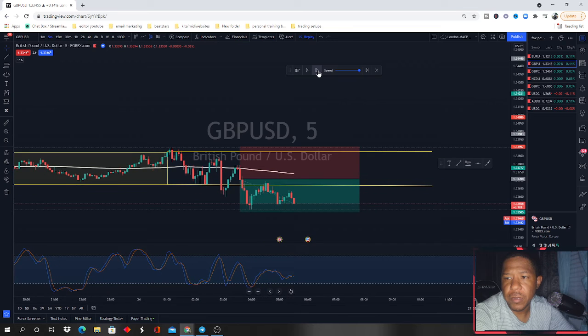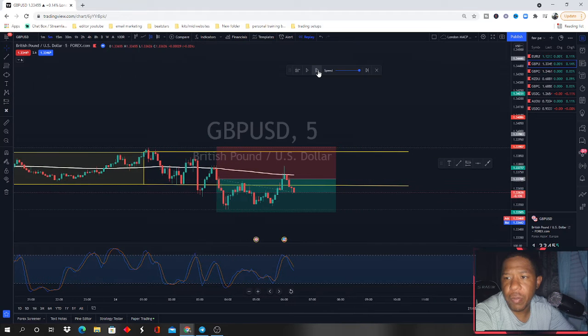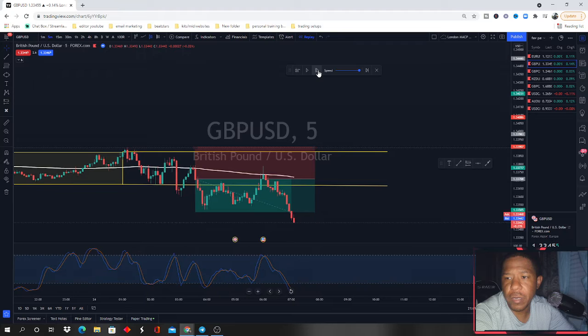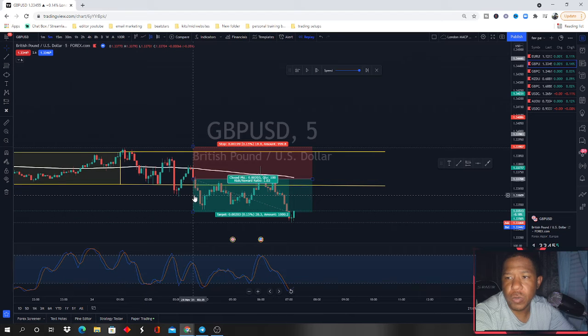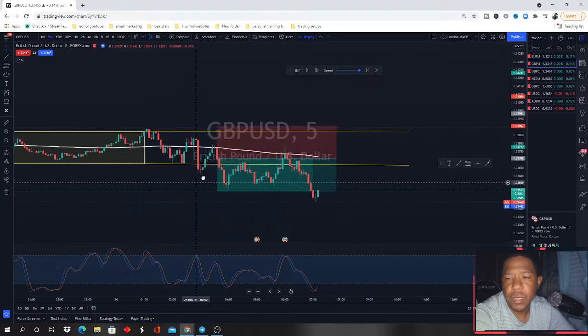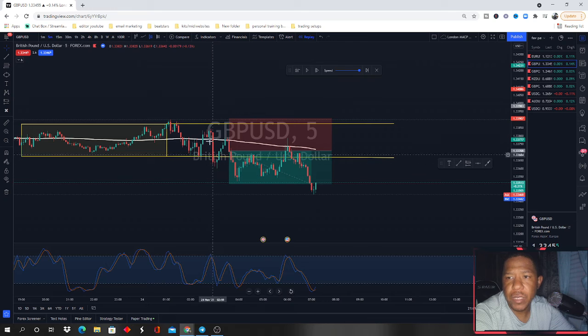Kind of played around price again. Touched the 200 EMA. Boom. So this one took me a little bit longer to get, but at the end of the day, see this long put. This is one thing I want to tell you too.